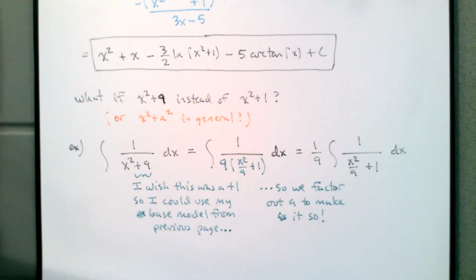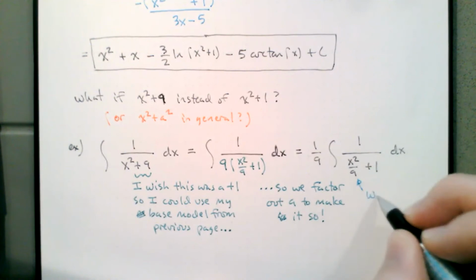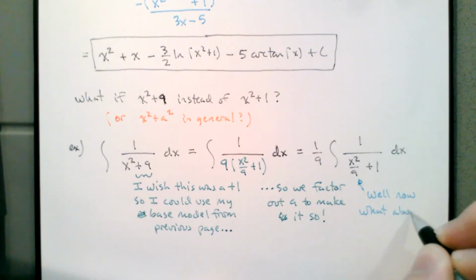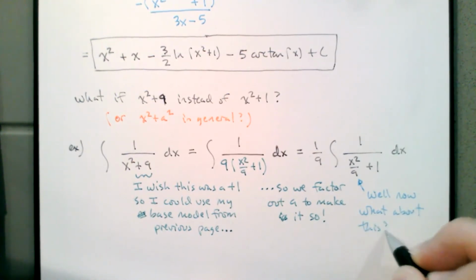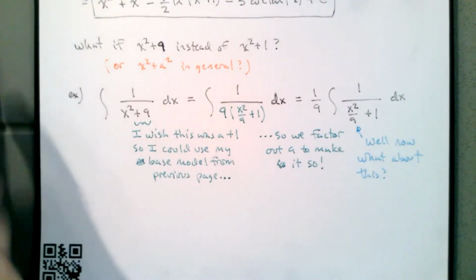But now we're like, oh, hold up. We've got this x squared over 9. Now that's a problem because my previous one was just x squared plus 1, not this x squared over 9 plus 1. We got the +1, so that's good, but we've got this x squared over 9. But that's no problem at all because we're just going to do substitution.